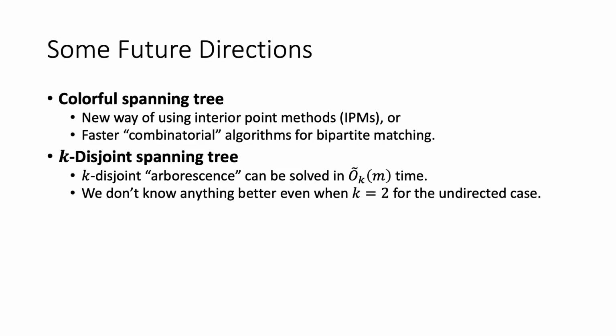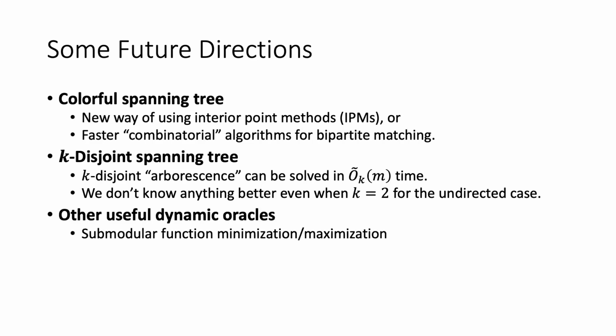And another problem that is very interesting on its own is this k-disjoint spanning tree problem. And this is because a closely related problem of finding k disjoint arborescences, or directed spanning trees, in a directed graph can actually be solved very efficiently in near linear time for constant k. However, in the undirected case, even when k equals 2, we don't know anything better than the E plus k root V algorithm that we described in this paper. So it is very interesting to see whether the directed version is actually simpler than the undirected version.